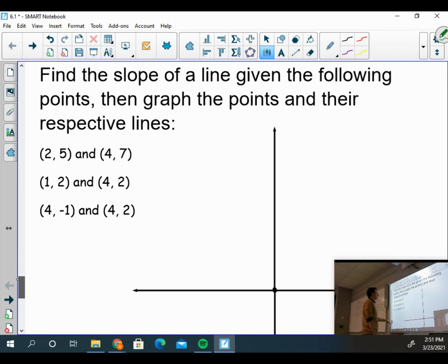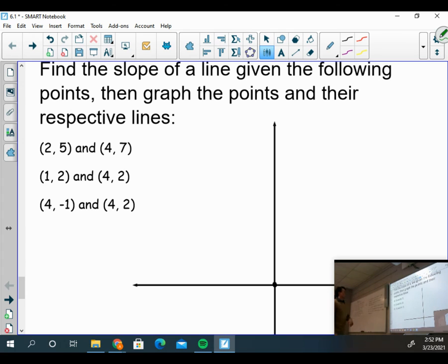Okay, our final problem. We want to find the slope of a line given the following points. Then we're going to graph the points and their respective lines. So you have 2 jobs here. Number 1, for each set of points, find the slope. Then graph each set of points, connect them with a line, and see if your slope lines up with the picture you've drawn. So go ahead and try that on your own.